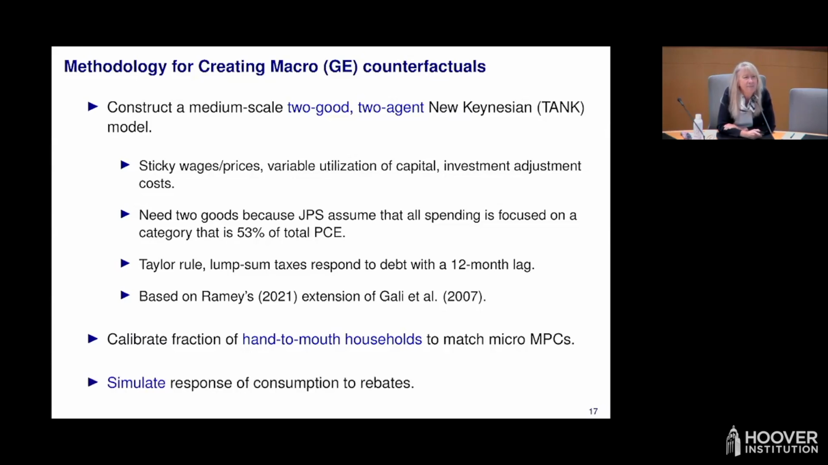Okay. And so then we simulate the response of consumption to the rebate. So that's what's so handy with this model. We can calibrate the fraction of hand-to-mouth households to exactly match that micro MPC that you would get from microdata generated from our model.